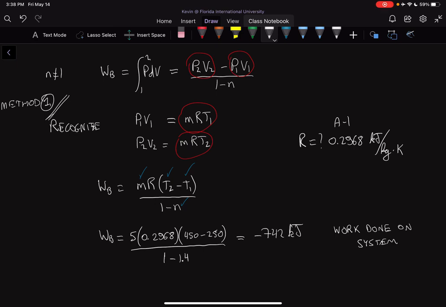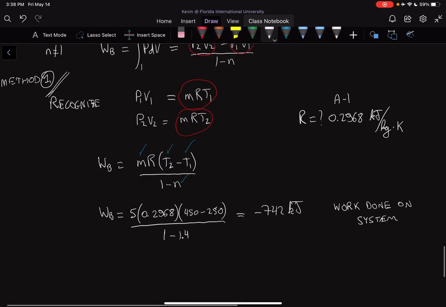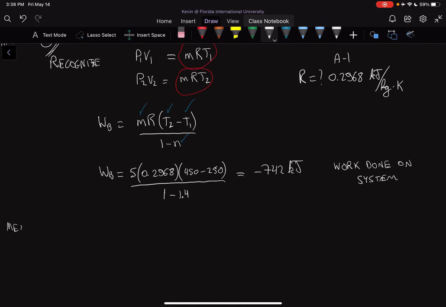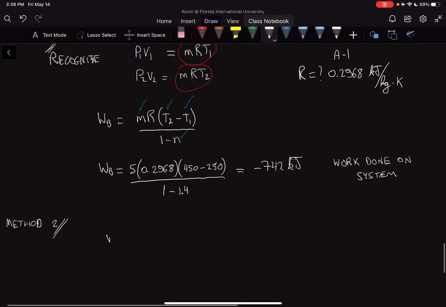Now, there's a second way we can solve this, and the second way is a little bit more complicated. And it relates to actually the first example we did in this section. So method number 2, which I wouldn't recommend for this type of problem, but you can still try, would be to say we have work boundary is equal to integral from 1 to 2 PdV, which is equal to P2 V2 minus P1 V1 over 1 minus n.